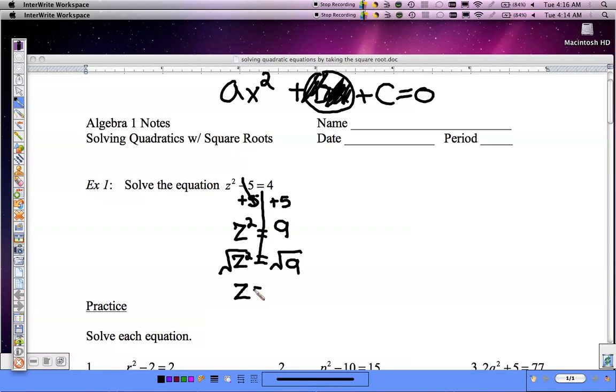And then the square root of 9 you'll think is 3, but it's not just 3. It's positive and negative 3. Because either way, both of those numbers will square to 9. So we have to actually say z is equal to 3 and z is equal to negative 3. And we can write our answer in brackets. Remember, this doesn't mean the point 3 comma negative 3. This means the solution set is 3 and negative 3.